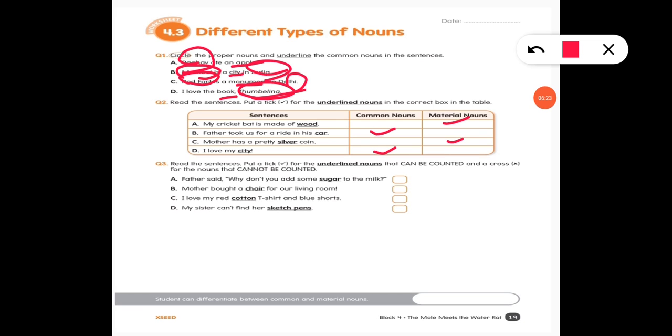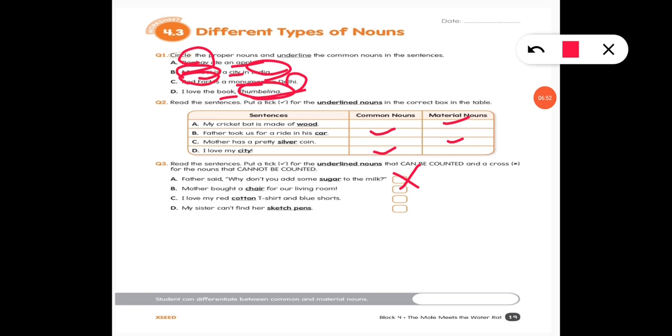Next one, there is question 3. Read the sentences, put a tick for the underlined nouns. यहाँ पे कुछ underlined nouns हैं. You have to tick the counted noun, that we can count, and cross that noun that we cannot count. So father said, why don't you add some sugar to the milk? Sugar is countable or uncountable? We cannot count the sugar, so you have to cross it.